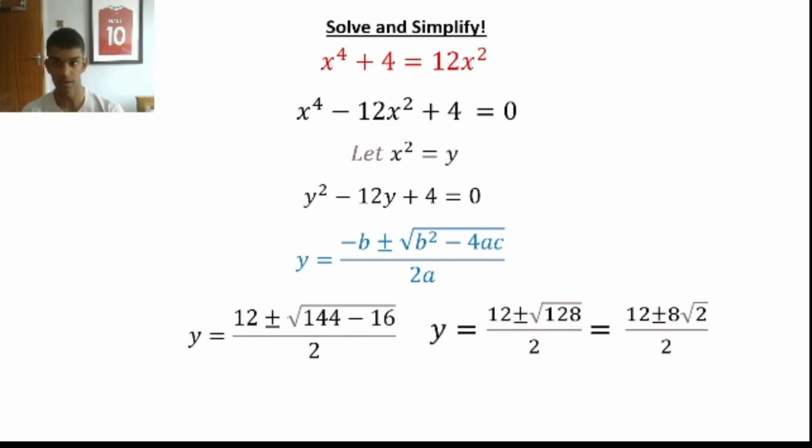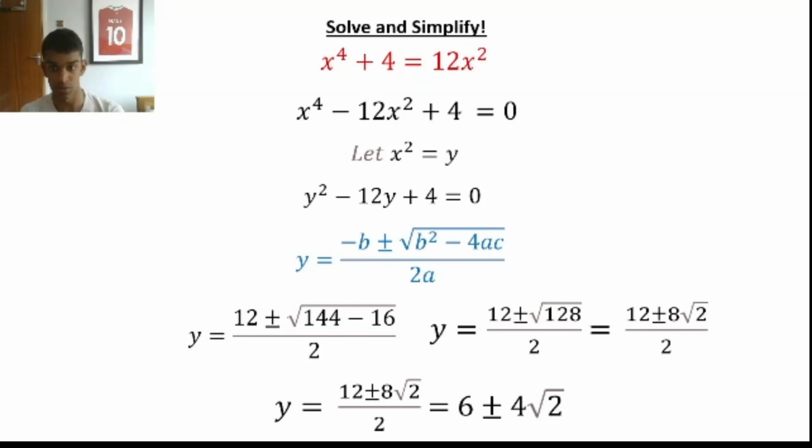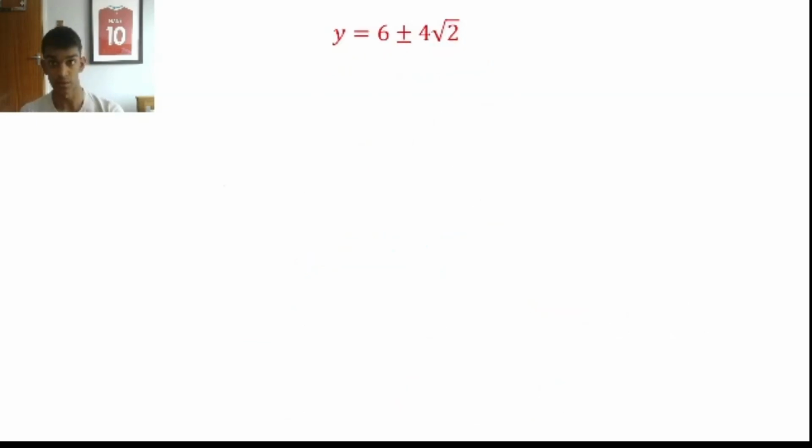I've quickly put the values into the formula, and you can see this on the screen here. And once we simplify the root 128, which we get, we'll eventually get everything over 2, and this is equal to 6 plus minus 4 root 2. It is really important not to forget the plus minus in this equation, because instead of getting 2 solutions at the end, we'll get 4 instead. Now y is equal to 6 plus minus 4 root 2.